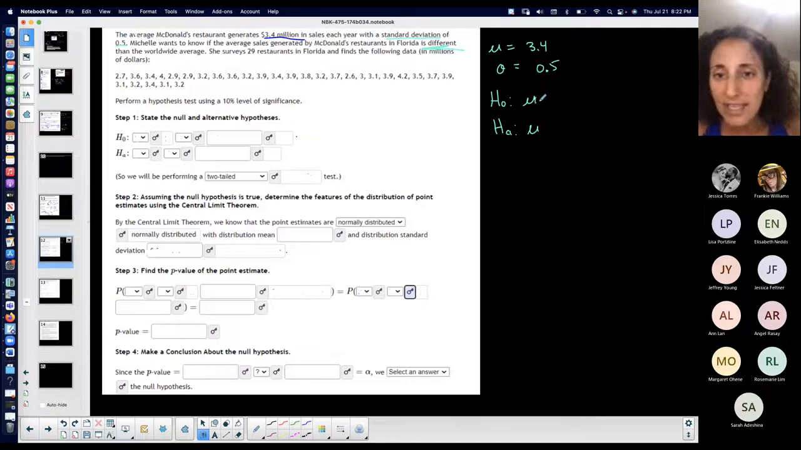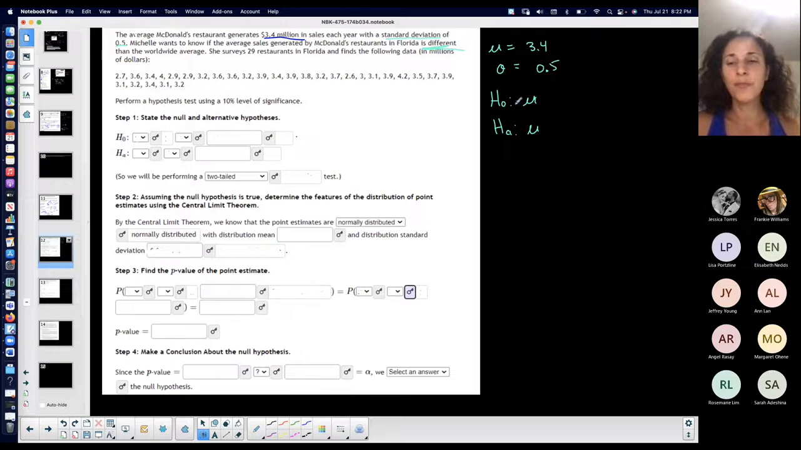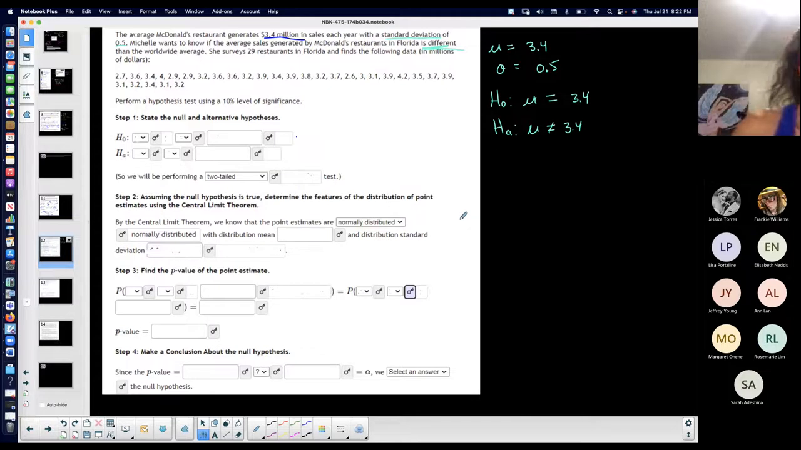Now, what does mu represent in this case? Mu represents the average sales generated by McDonald's restaurants in Florida. This is the population of McDonald's restaurants in Florida. This is the population mean for all McDonald's restaurants. But we're comparing this to that. I want to know if it differs. Remember that anything regarding a not equal to symbol goes on the alternative. So it's either different or it is equal to 3.4.